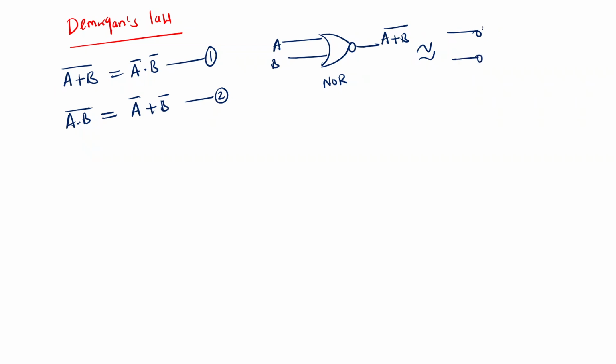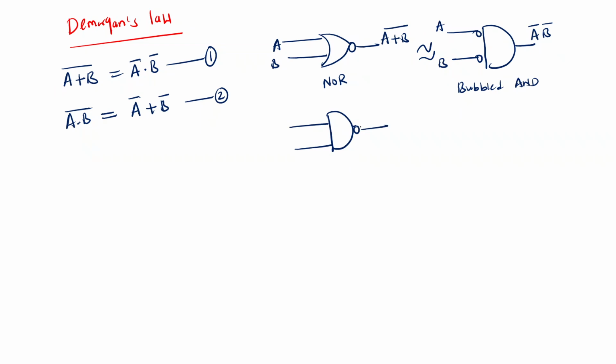NOR gate is equivalent to bubbled AND. Here this is nothing but A, B, and this is nothing but A bar, B bar. So this is nothing but a bubbled AND. And similarly the NAND gate.